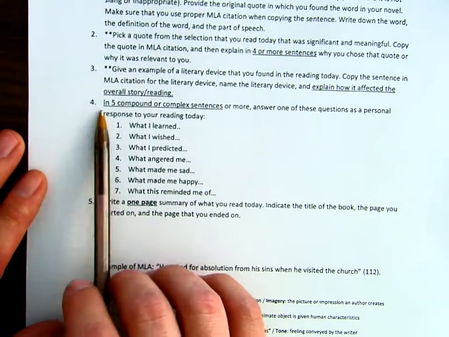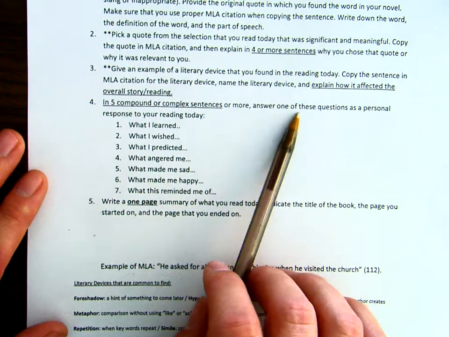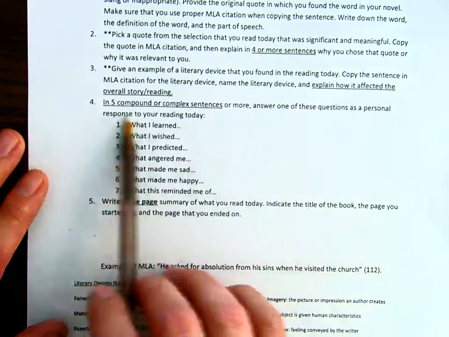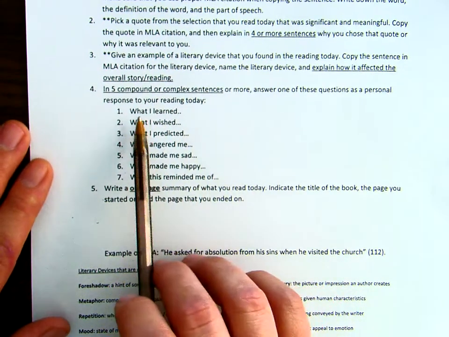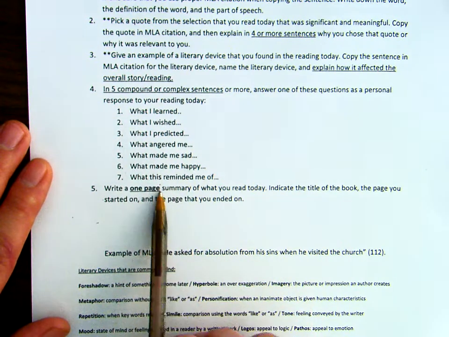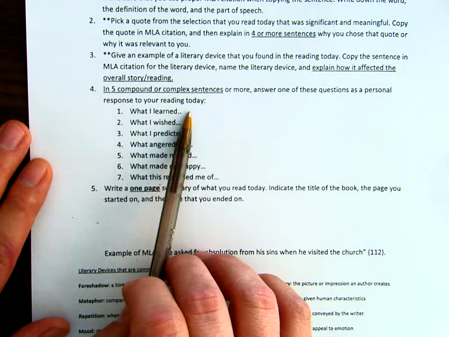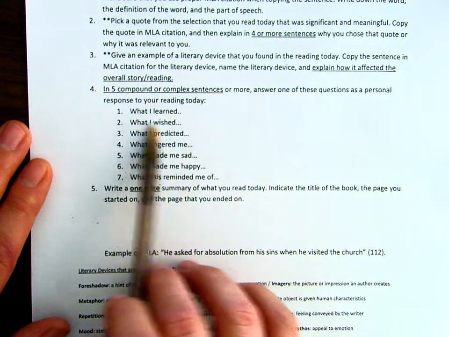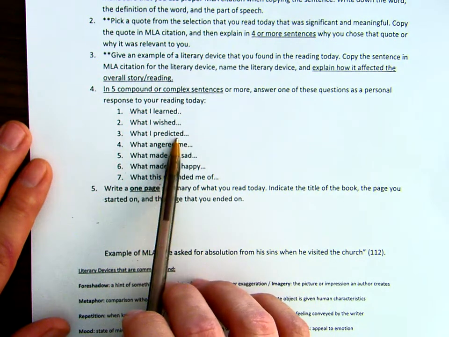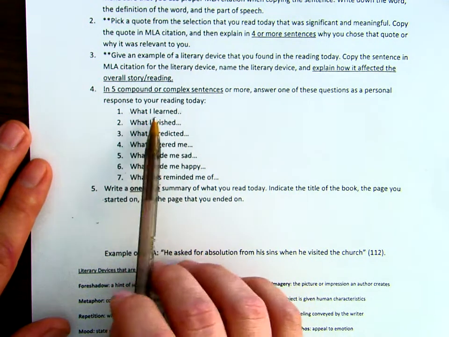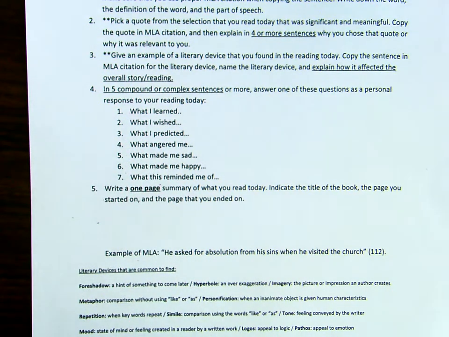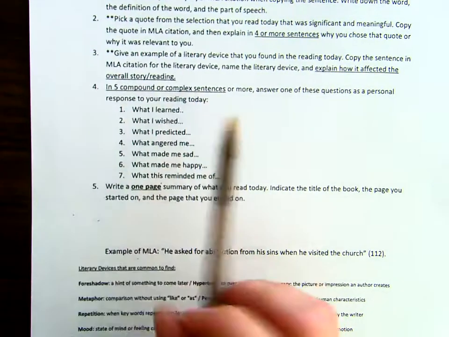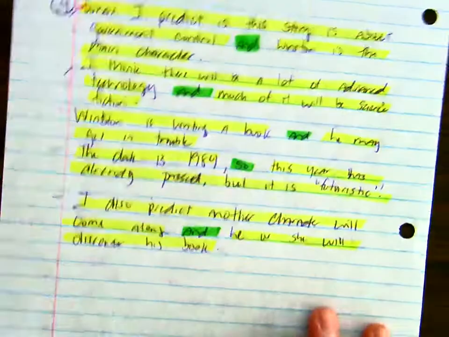Number 4 is, in 5 compound or complex sentences or more, answer one of these questions as a personal response. Now, notice it says one of them. So you pick one of these. You don't answer all of these. So you can say what you learned in 5 sentences, or what you wished in 5 sentences, or what you predict. Okay, you're not supposed to do like 5 of each or anything like that. Only 5 sentences total. So for this one, for number 4, and notice it says it needs to be at least compound or complex.